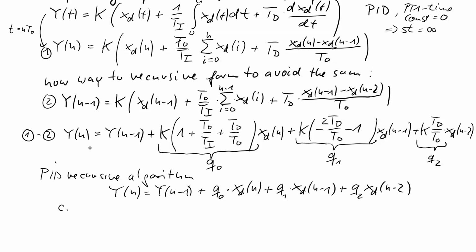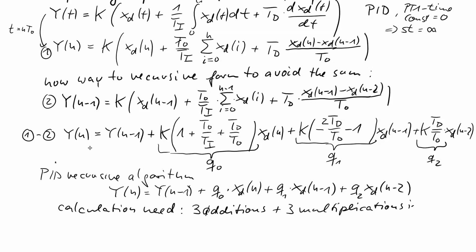So the calculation needs 1, 2, 3 additions plus 3 floating point multiplications in one step. So if I have a sampling time of say 1 millisecond, I have to do this 1000 times a second, and this gives an indication for the processor load I need to calculate a PID control algorithm with a microprocessor.